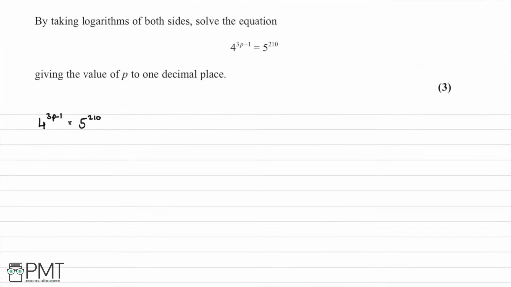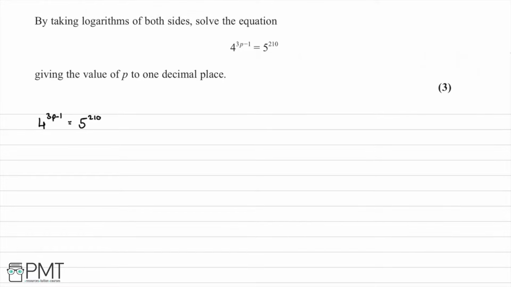So in this question, we're told by taking logarithms of both sides to solve the equation 4 to the power of 3p minus 1 is equal to 5 to the power of 210. And we're asked to give the value of p to 1 decimal place. So we're hinted at in the question that we're to take logarithms of both sides. So we'll go ahead and do that to begin.